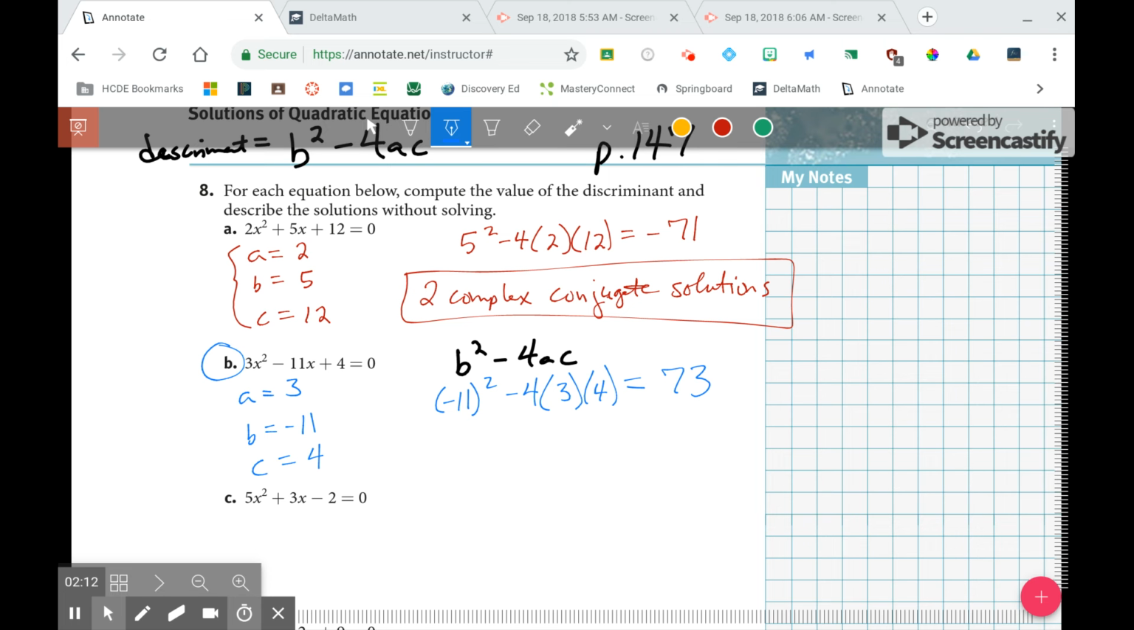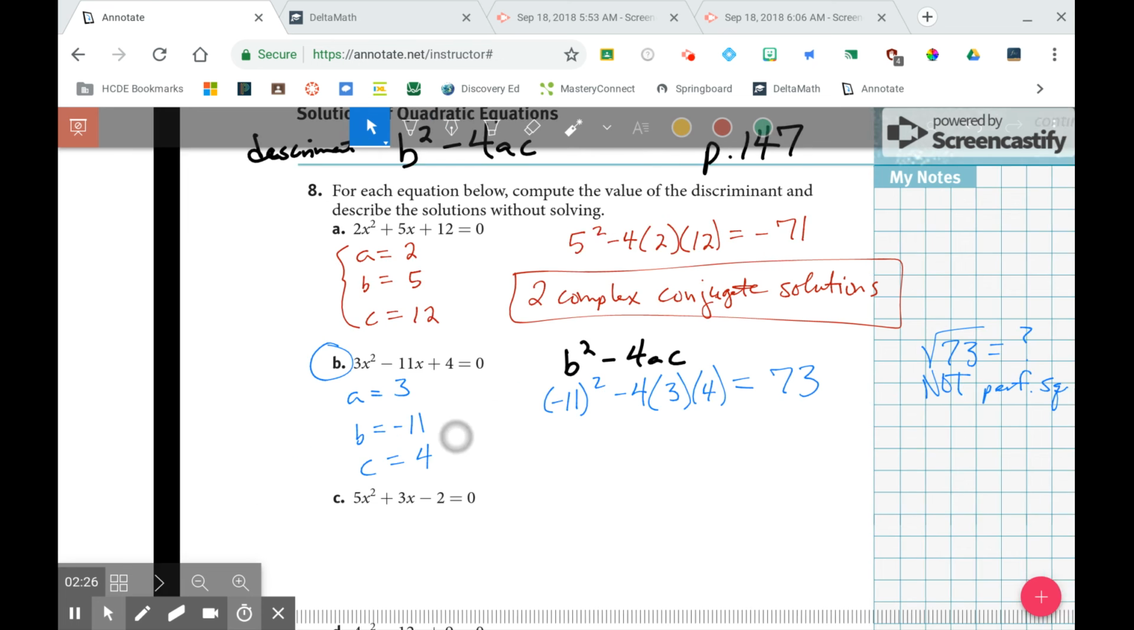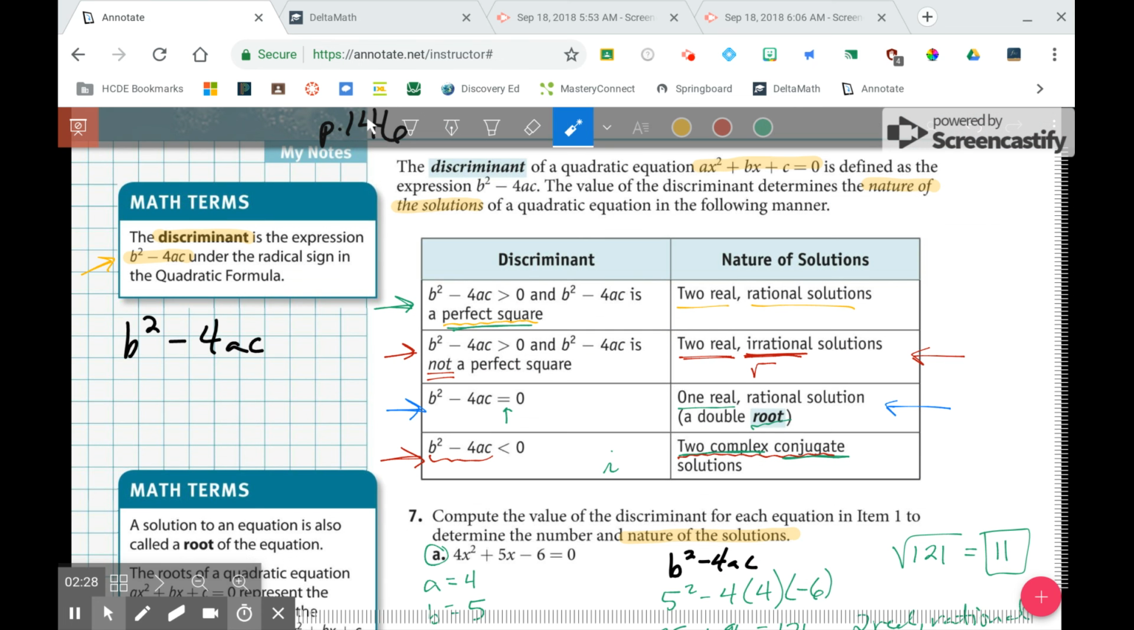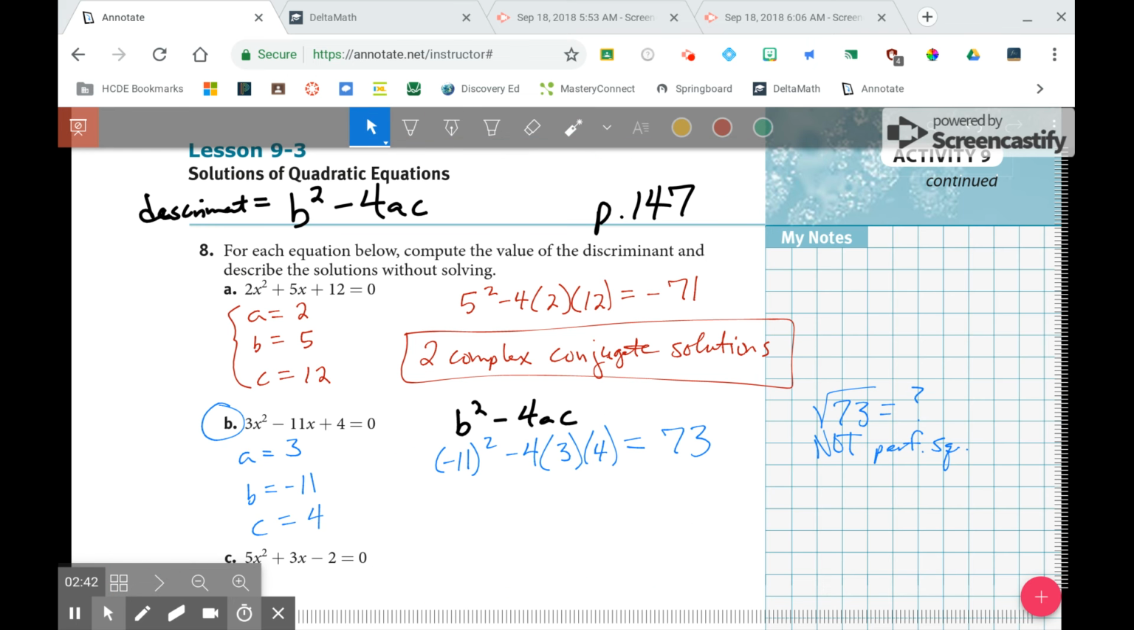So 73 is obviously positive. And can we take the square root of 73? Is it a perfect square? No, it is not a perfect square. So that will help us when we look back at our discriminant chart over here. So we did get something greater than 0. So it's one of these two first characterizations. But the first one's perfect square. Remember, we did not get a perfect square. So that means our answers are 2 real irrational. So we'll put 2 real but irrational solutions.